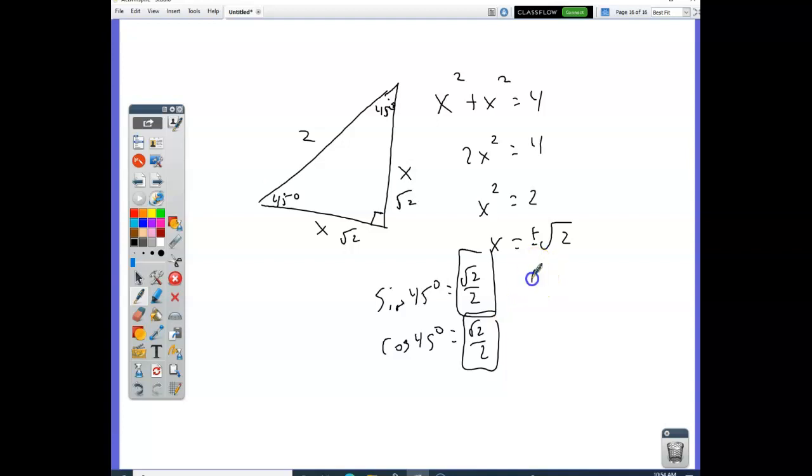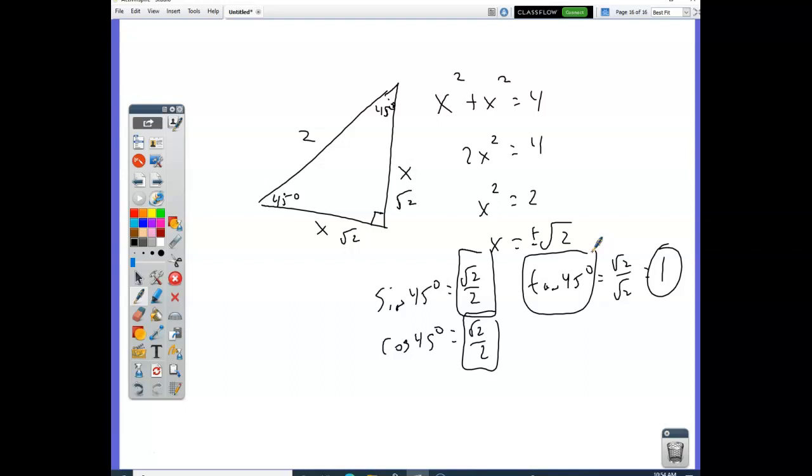And then tangent of 45 degrees. Opposite over adjacent: square root 2 over square root 2. And square root 2 over square root 2 is 1. So tangent of 45 degrees is 1. Three angles banged out just like that.